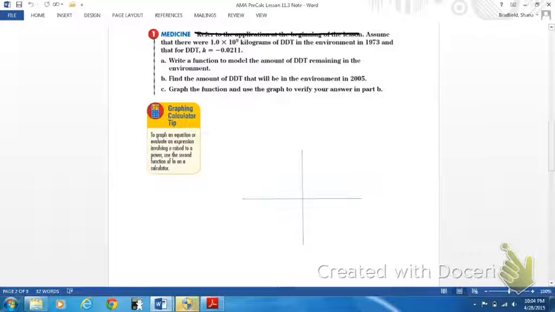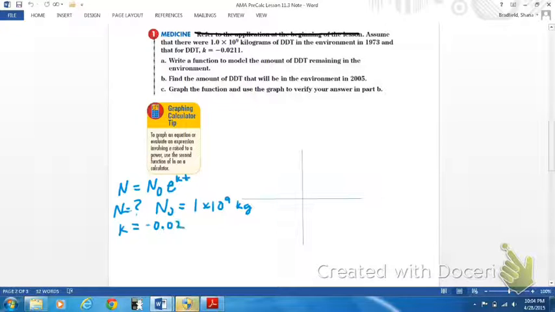We know that N is equal to N sub 0 times e to the kt. We want to know what N is. N sub 0 is the initial value, and it said the initial value is 1 times 10 to the 9th kilograms. And k, our constant, is negative 0.0211. T is time in years since 1973.